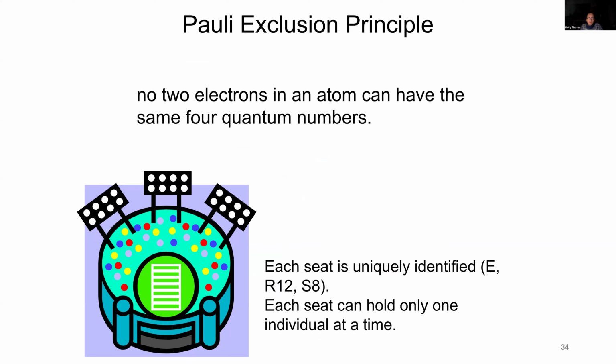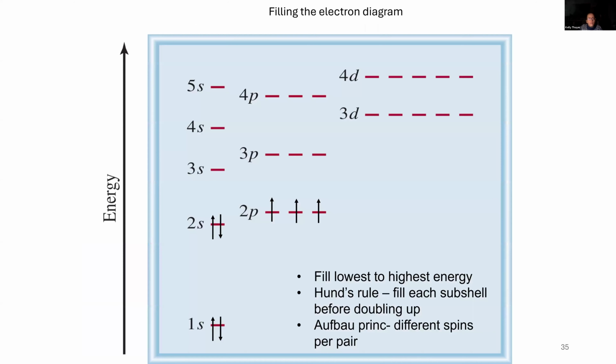The Pauli exclusion principle tells us that no 2 electrons in an atom can have the same 4 quantum numbers. So that means that would be impossible, and if such an overlap occurred, that electron would be eliminated. So each seat is uniquely identified, just like you would have a ticket for a stadium, you would go to a very specific seat. So that would be the orderly way of doing things. But if an electron doesn't have that ordering, then the system is going to eject the electron. So each seat can hold only one individual at a time.